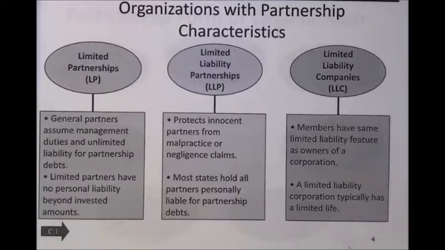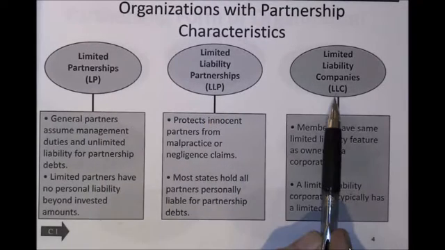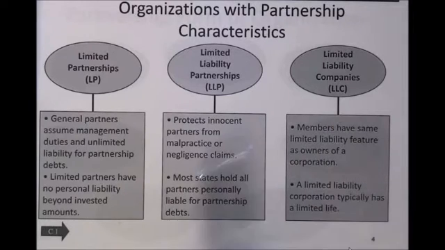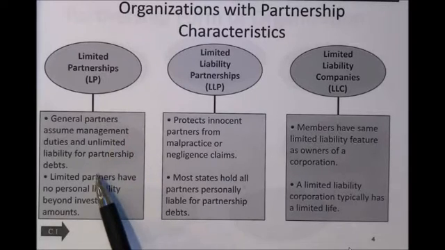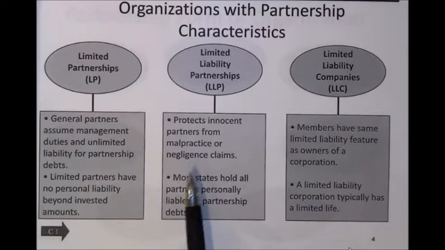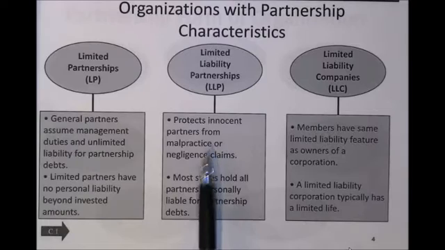There are some newer forms of business called limited partnerships, limited liability partnerships, and limited liability companies. And they have different characteristics. Those are generally legal characteristics, right? For instance, in a limited partnership, the general partners have unlimited liability and the limited partners are protected. In an LLP, a limited liability partnership, again, there is a limit to the liability, but most states are going to hold you personally responsible for all of the partnership debt.